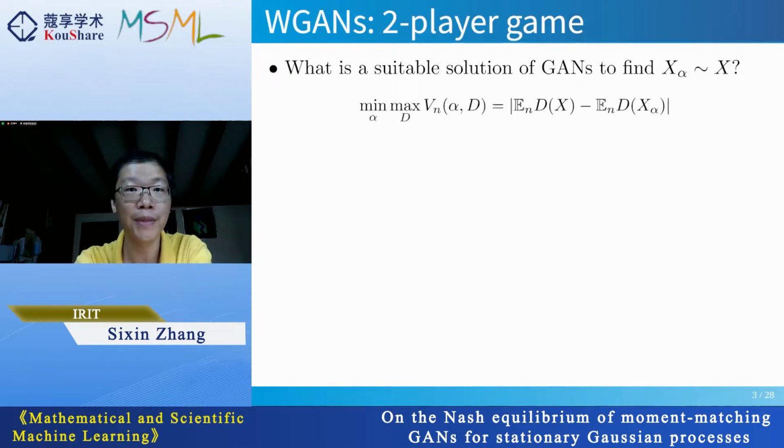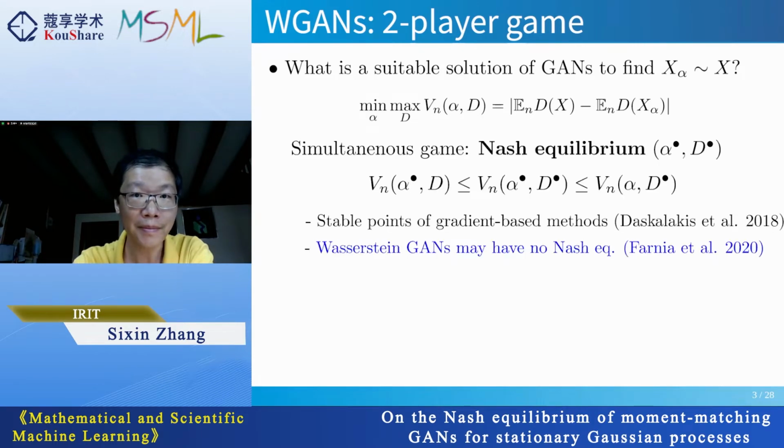For this two-player game, the question is, what is a suitable notion of solution that one can find so that the solution X alpha has a distribution close to the original distribution X? If we think about this, there are two ways to think of this game. One is called a simultaneous game. That means alpha and D have a symmetry between them, and no one plays earlier than the other player.